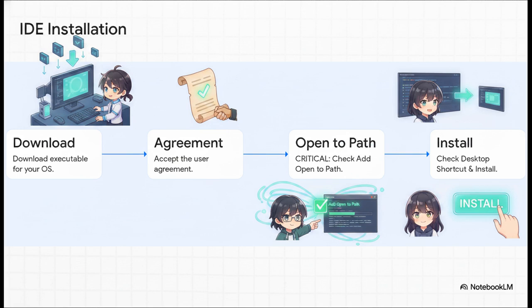When you see a little checkbox that says Add Open to Path, you must check it. I repeat, make absolutely sure Add Open to Path is checked. If you don't, your computer won't know where to find the software later on. So check that box, check the desktop shortcut box if you want, and smash that install button.